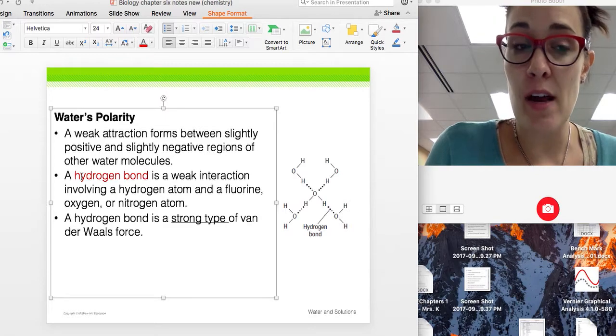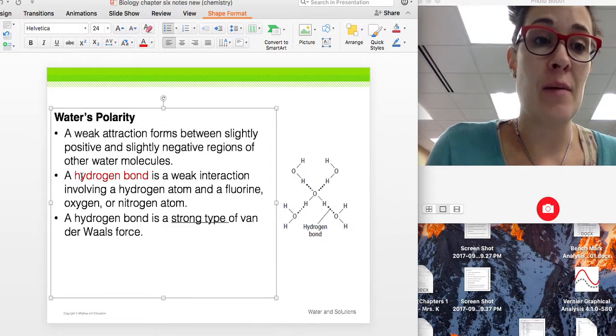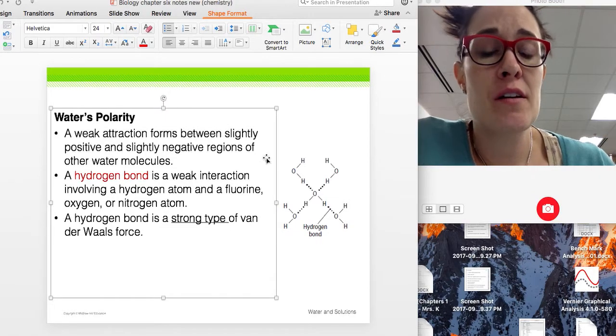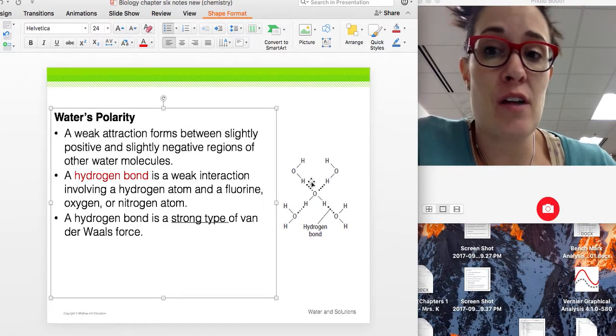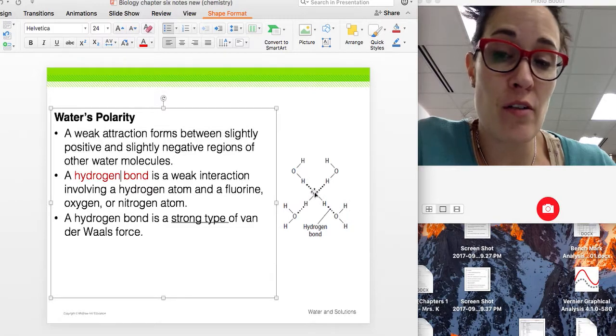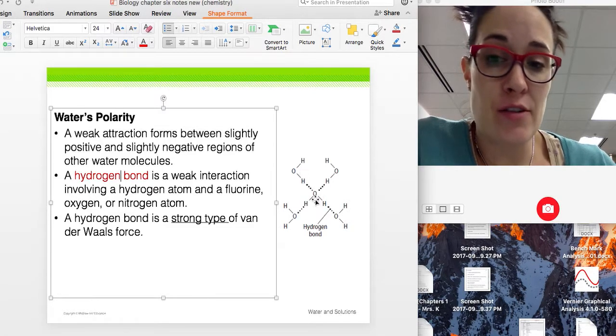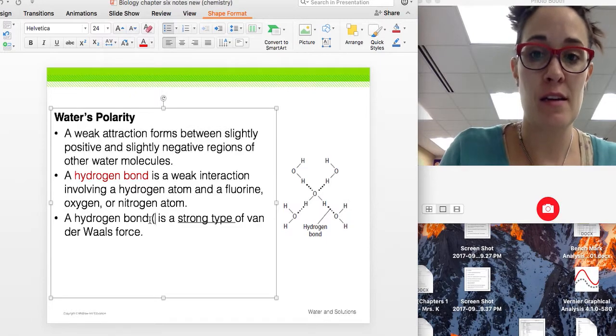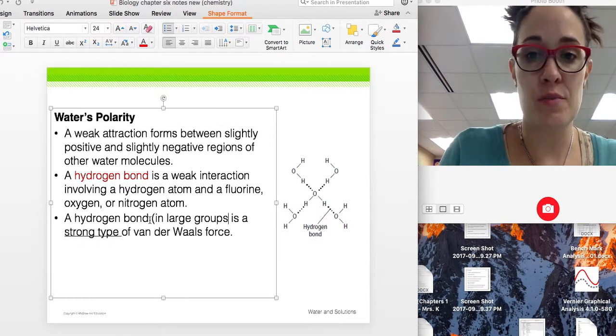And it's a very weak bond, but when there's many of them, it's strong. And hydrogen bonds are between hydrogen and oxygen, or hydrogen and fluorine, or hydrogen and nitrogen. Hydrogen bonds in large groups are strong.